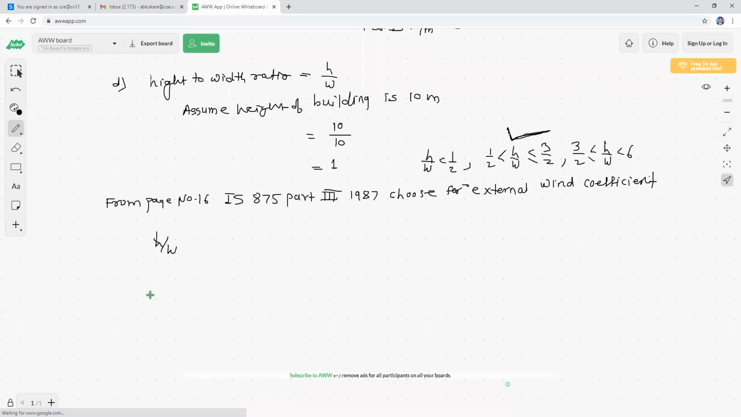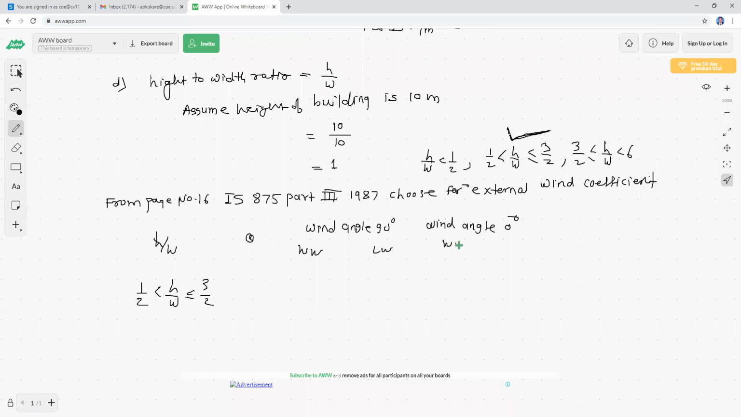H by W ratio. Our H by W ratio is, then theta is given, then wind angle 90 degree, then wind angle, in this table here I am writing 0 degree. So now we have to find the coefficients. So windward, leeward, again here windward, leeward. So 90 degree, 0 degree.